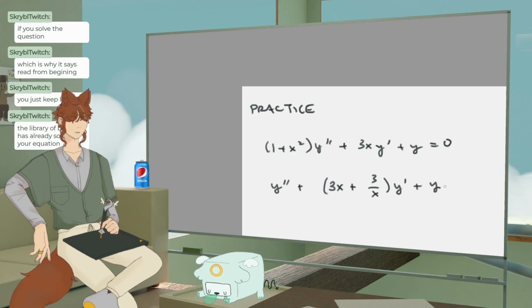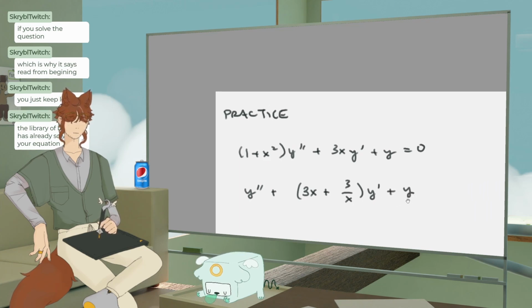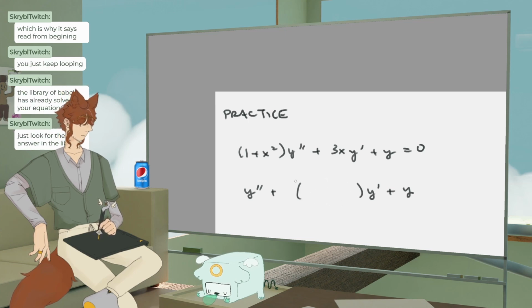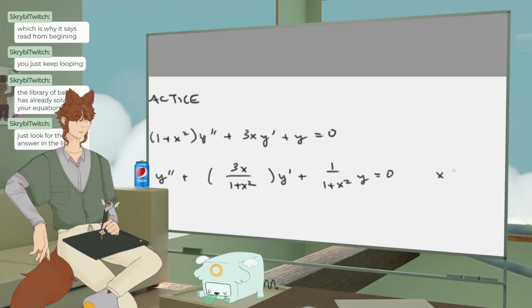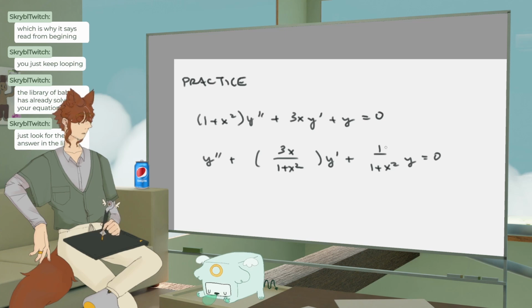Is that not count as an issue? When I split it, there's an issue. But if we say 3x over, I want to see what they say. It's 1 over, so 1 plus x squared, right? That means that x can't equal 1. Wait, no, it's fine actually. No, it's always positive, so that's not going to be an issue.